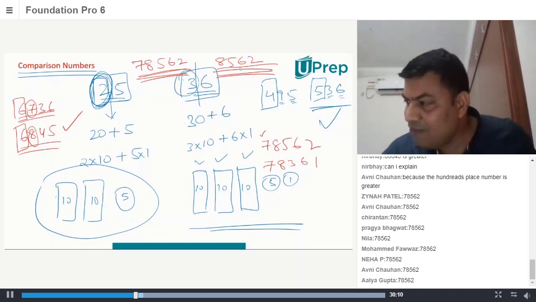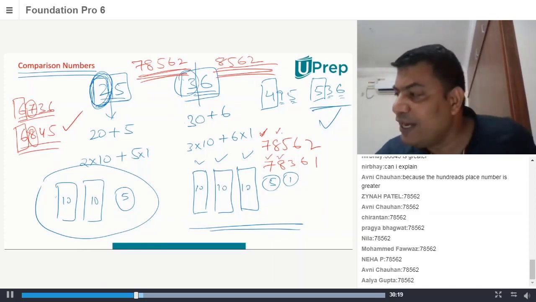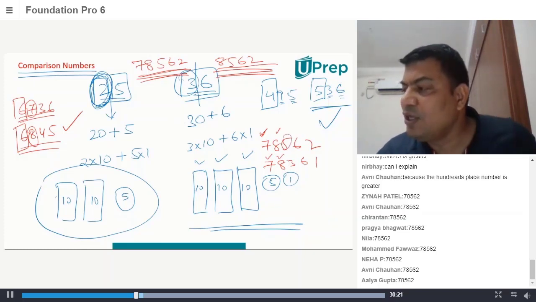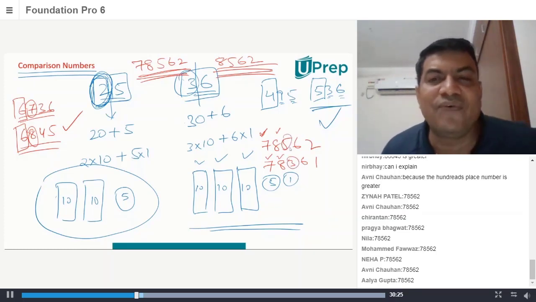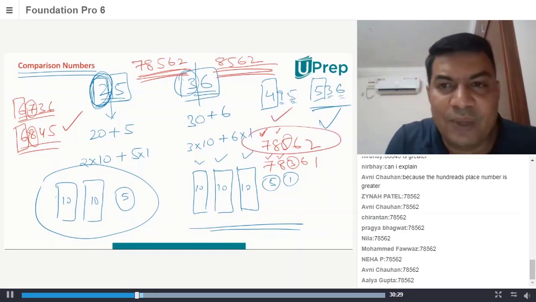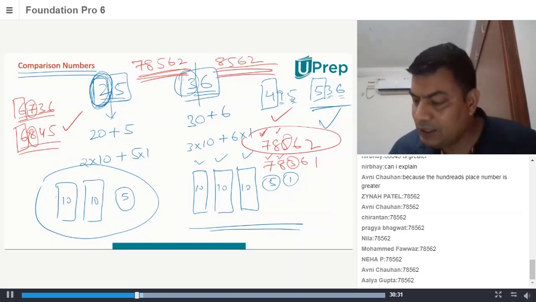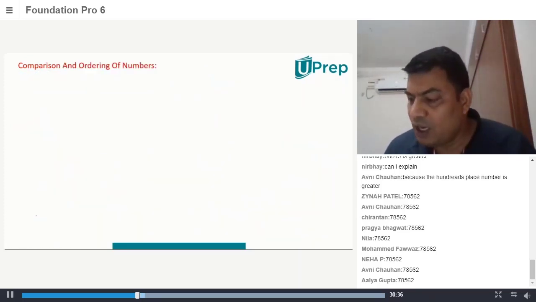But when we have same 5-digit numbers, you have 7, 8. Here also you can see 7 and 8. They are common. So then we go to the next position, which is your hundreds position. So we go to that 5 and 3. So you know 78562 is greater. Therefore, that is your answer. Is that okay with everyone? Brilliant. So that is what your comparison is all about.